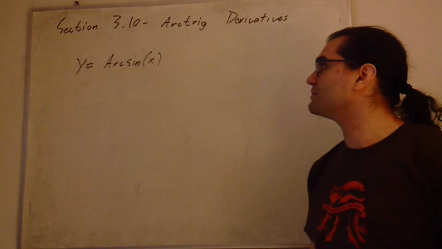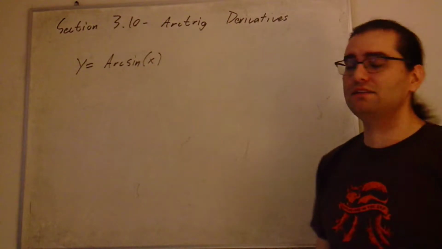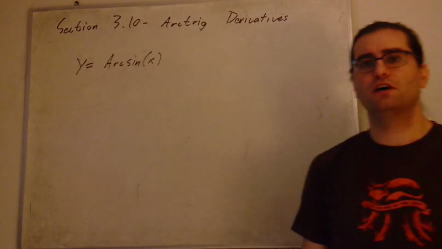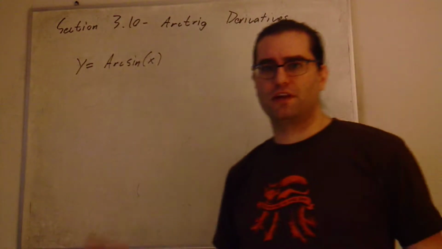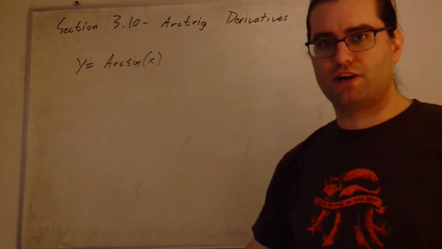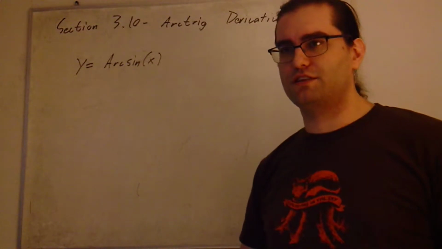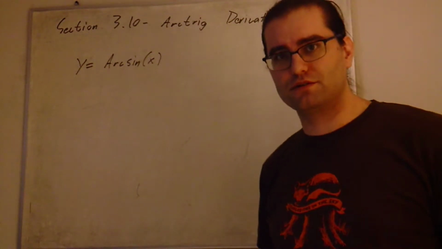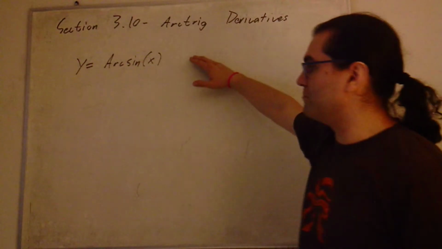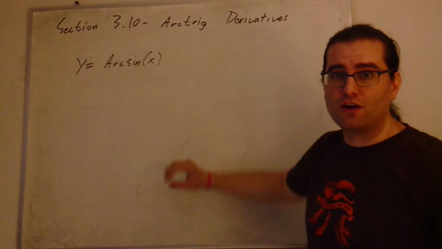Today we're going to cover section 3.10. This is Arctrig derivatives. Hopefully you are coming into this video directly after having watched the end of the section 3.8 videos, because this is going to mirror the end of that video almost perfectly.